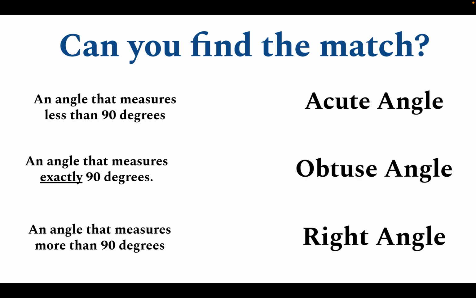Let's match the vocabulary word to the definition now. First one says, an angle that measures less than 90 degrees. That's right, an acute angle. This one says, an angle that measures exactly 90 degrees. Right angle. Last but not least, an angle that measures more than 90 degrees. That is an obtuse angle.